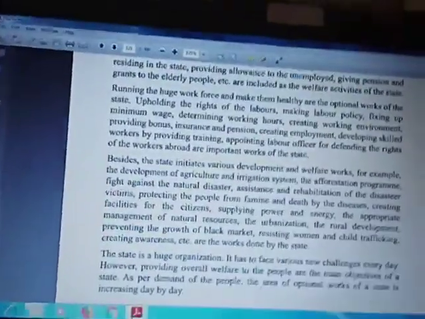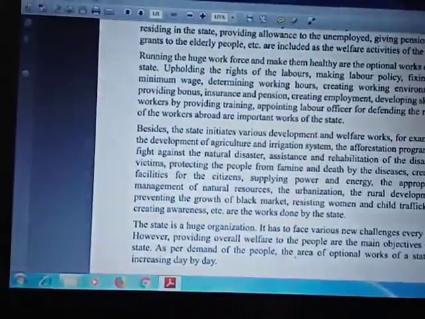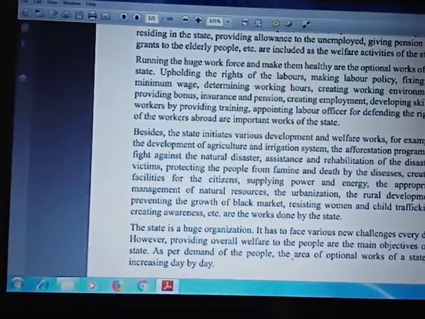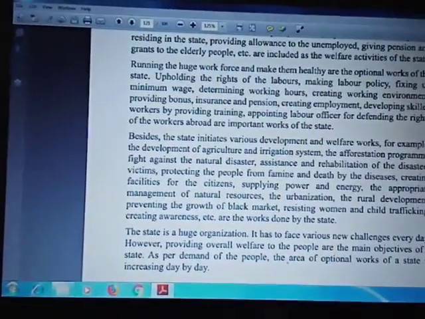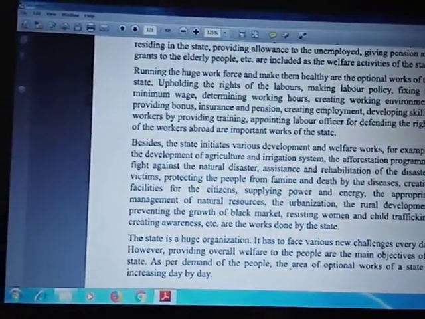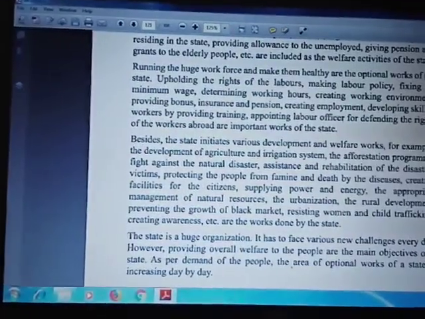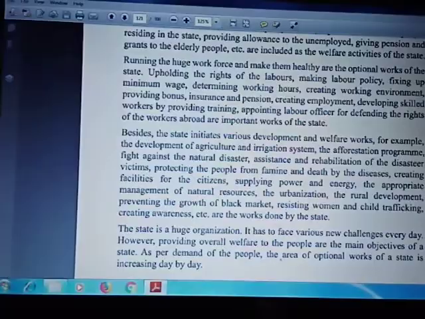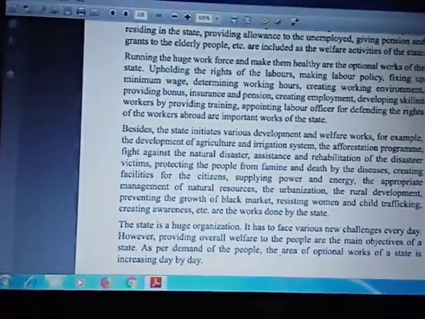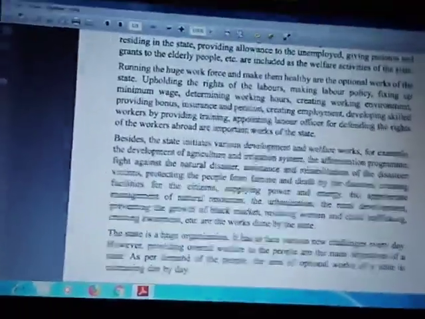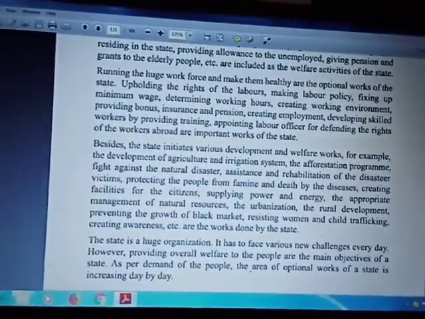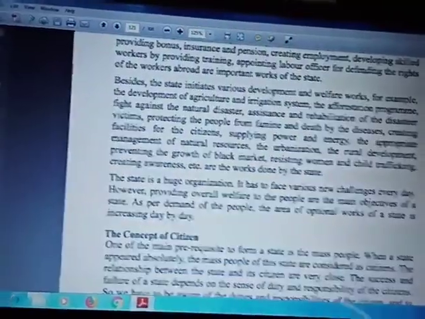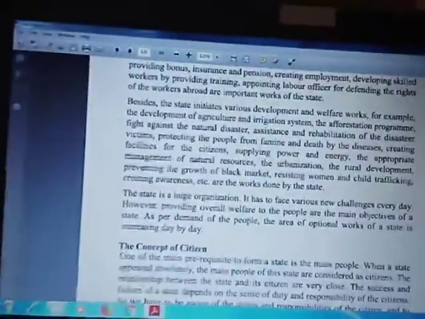Upholding the rights of the laborers, making labor policy, fixing minimum wage, determining working hours, creating a working environment. At present, it is a burning issue in the present world. Providing bonus, ensuring pension, creating employment, developing skilled workers by providing training, appointing labor officers for defending the rights of the workers abroad are important works of the state.